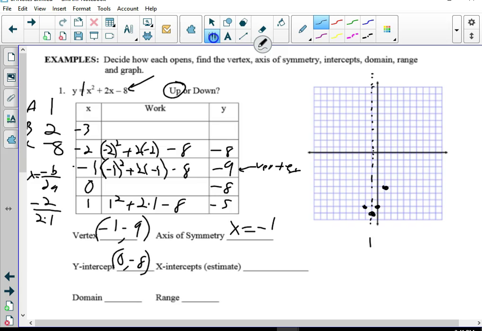What do you predict negative 3 is going to give us? Probably. So negative 3 squared plus 2 times negative 3 minus 8. Negative 3 squared is? 9. 2 times negative 3 is? 9 minus 6 is? 3. Minus 8 is? Bingo, negative 5. And so then we take this and kind of, as carefully as possible, do this.